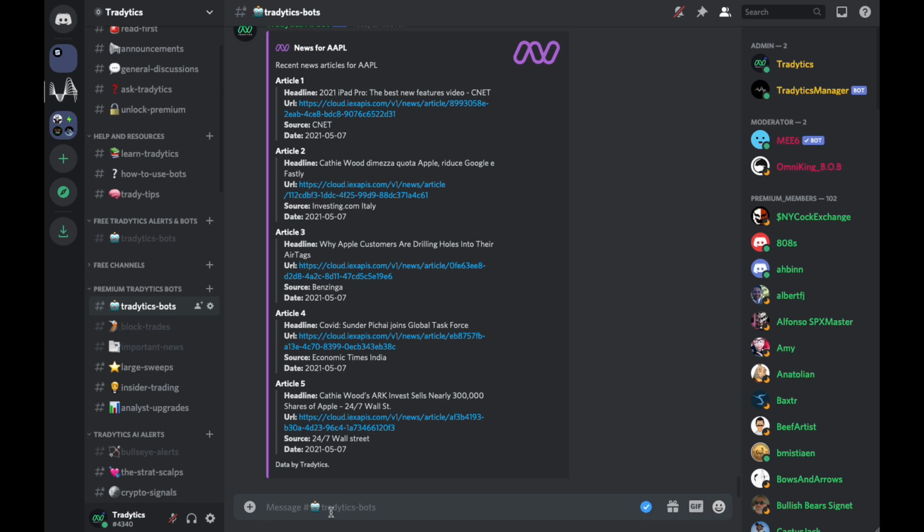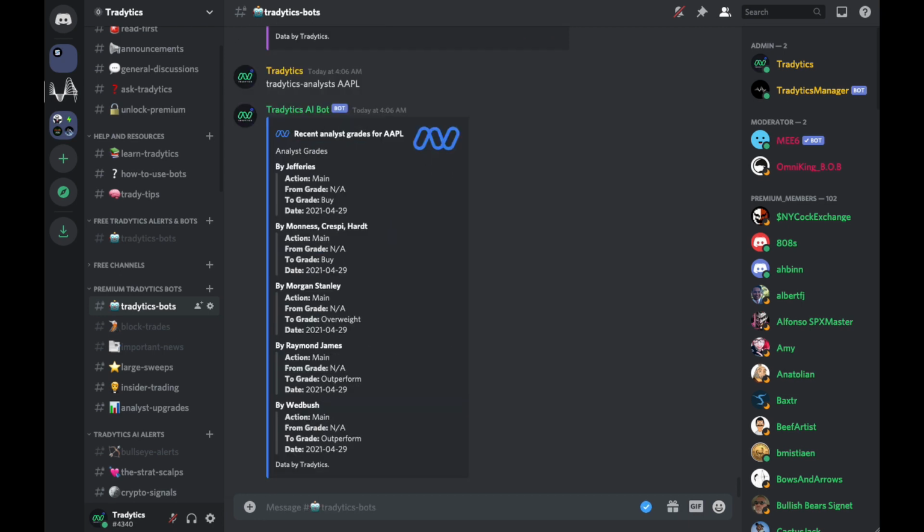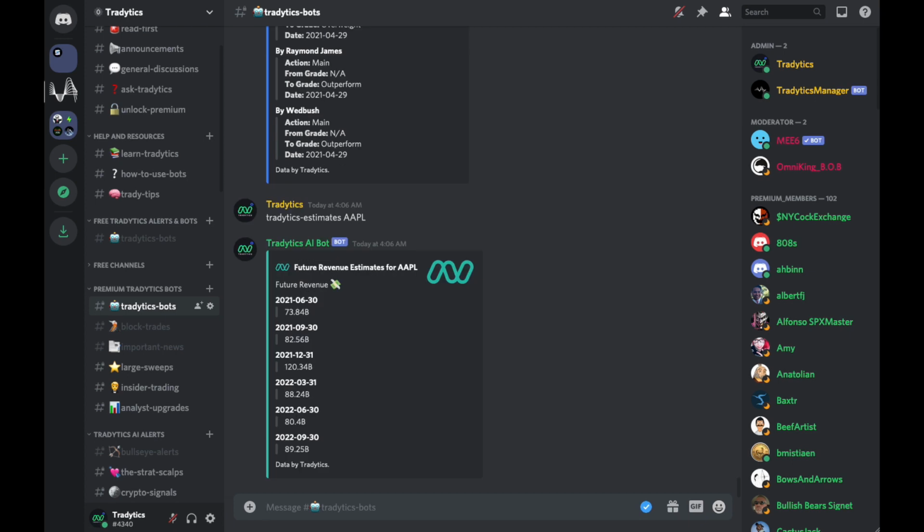Then let's see. We have the analyst ratings for Apple. We can see that Apple was actually a buy, overweight, outperform. So these are all positive ratings for Apple. Then we have some future estimates. So these are going to be the future revenue estimates for Apple, 73 billion, and we are going to go towards 90 billion by 2022.